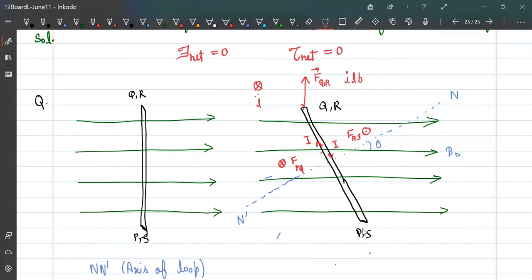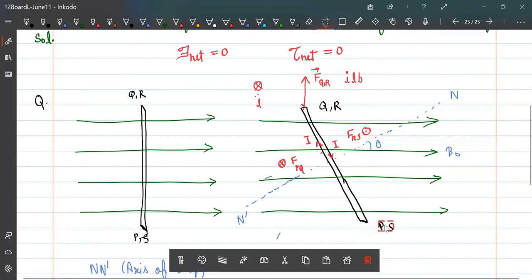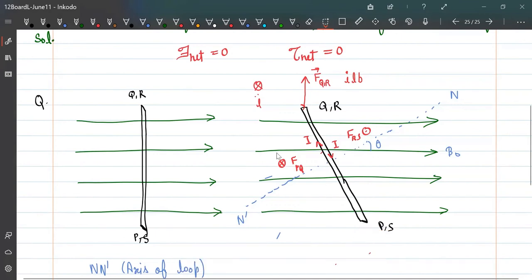And similarly, if you want to write the force on PS, the current on the PS section is out of the plane. It is coming out of the plane, and that is the direction of L. The formula is I L cross B. The magnetic field is towards the right and the current is coming out of the plane. Rishit, can you tell me the direction of force on PS? Downwards is correct. So one of the forces is upwards and one is downwards.